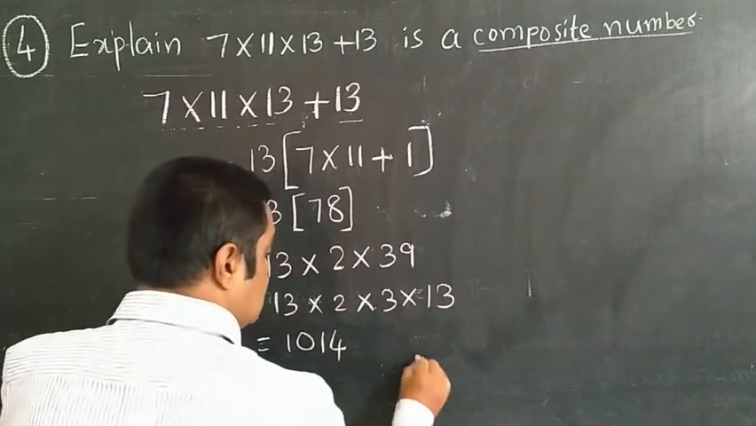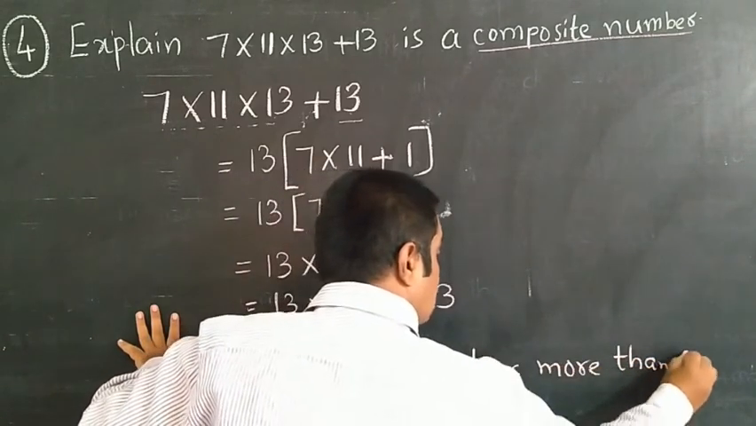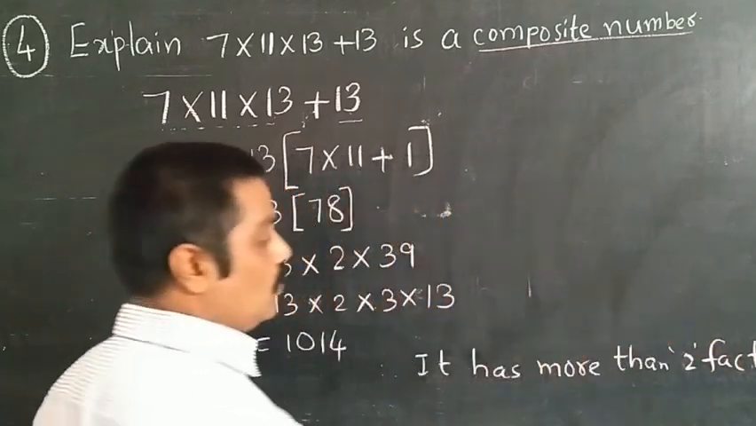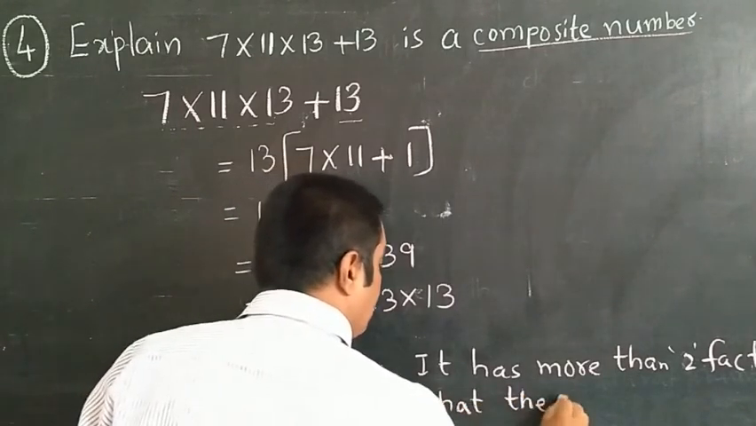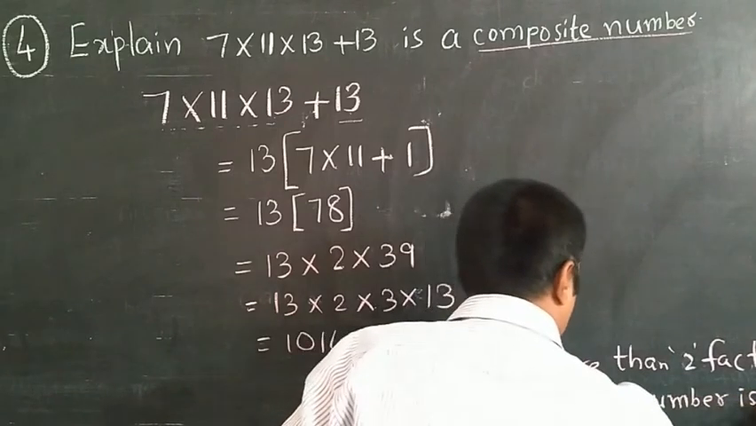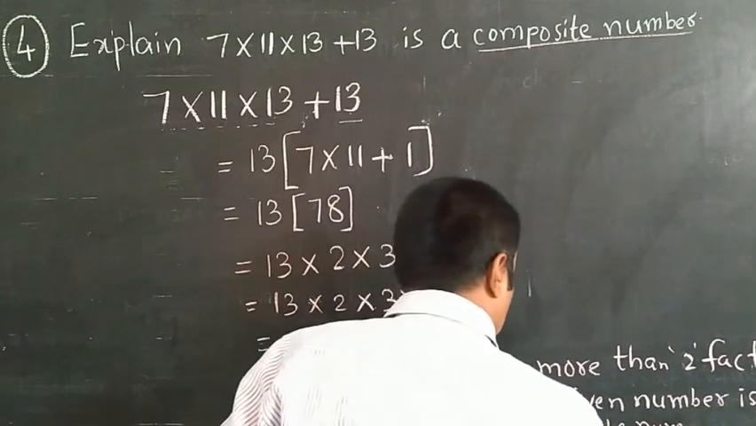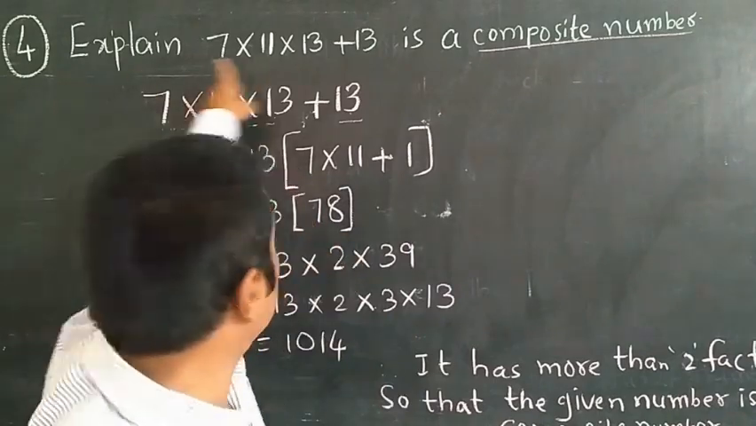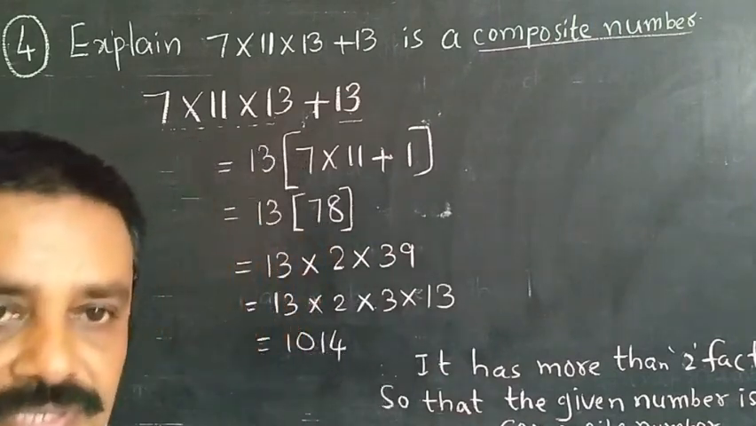Therefore, it has more than 2 factors. So the given number is a composite number. You understand, children? Okay, in the same model, in the same fourth question, we have one more question, and the fifth question is also the same type of question. These two questions you complete. Clear, children?